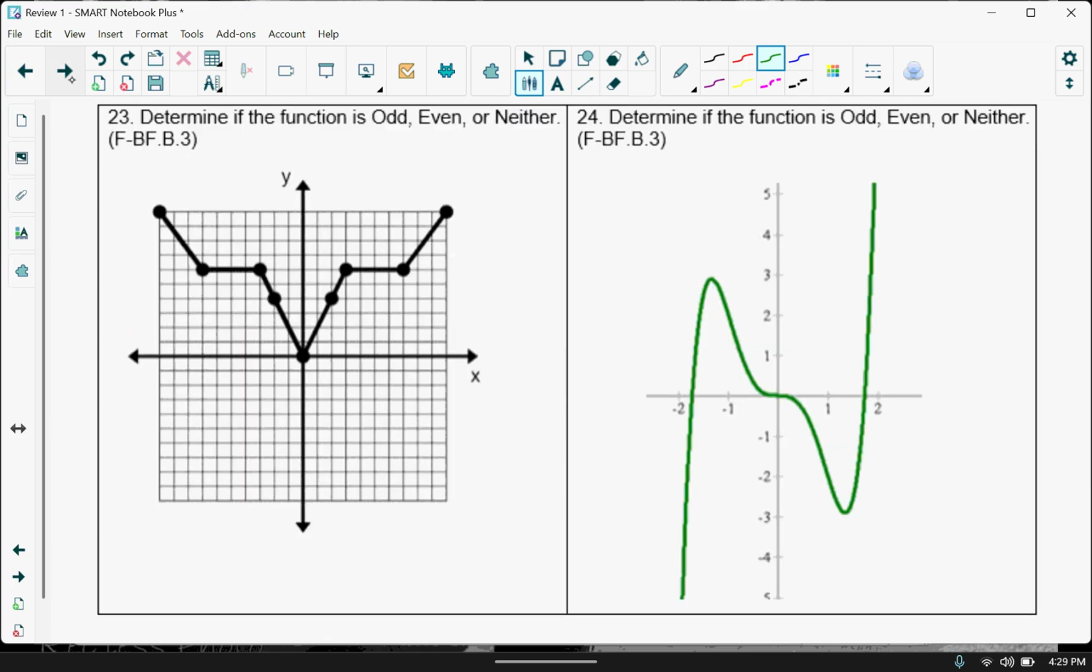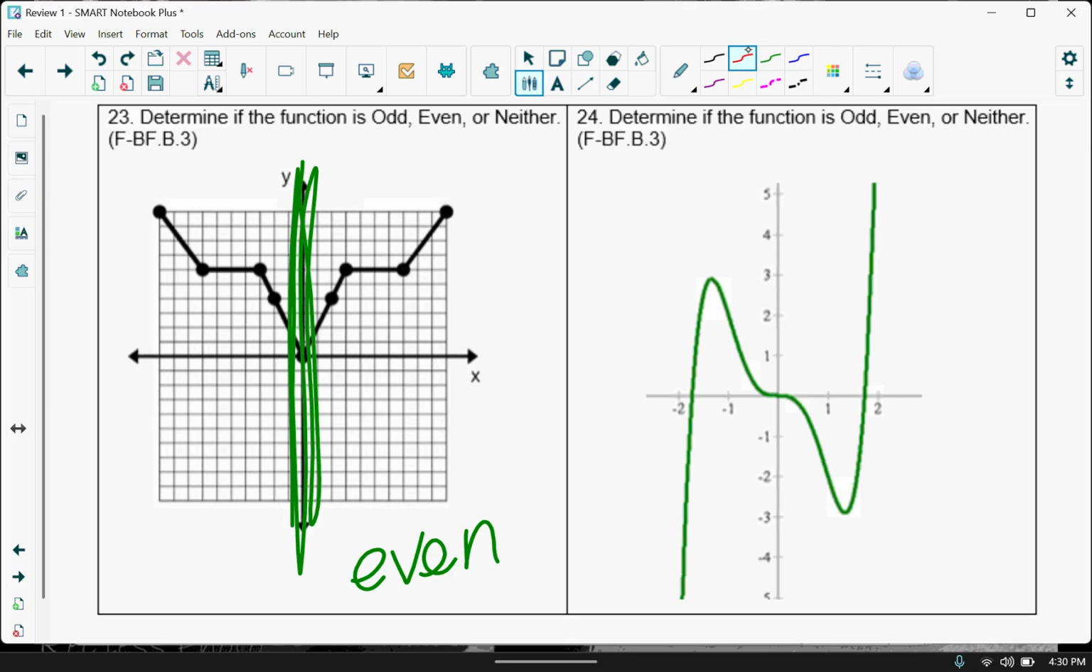Okay, last couple of questions. It says determine if the function is odd, even, or neither. But now you have a picture. If you have a picture, you have to remember that even happens anytime you can cut the graph in half at the y-axis. So this graph right here, this is an example of even.